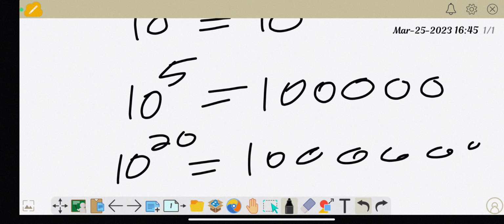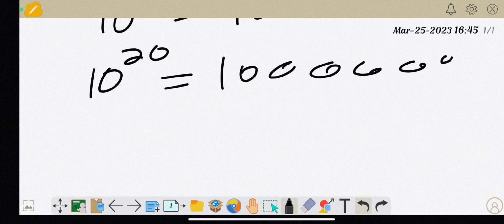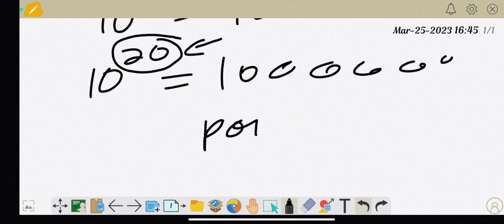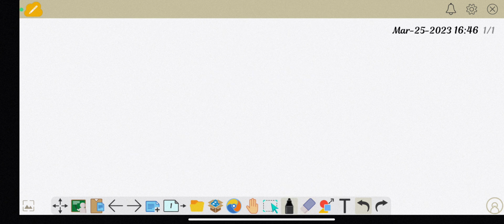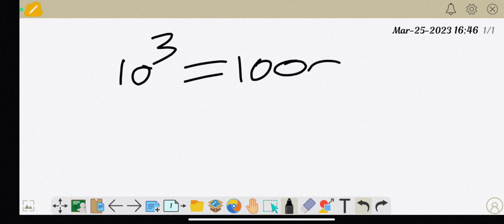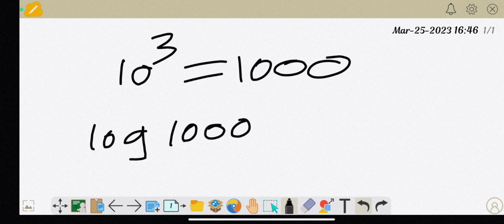there are many zeros. So is there any kind of function which, if I apply it, I can know the powers? There is such a function, and it is known as the logarithmic function. There are some properties of the logarithmic function. Imagine 10 to the power 3, it is 1000. If I apply log to 1000, the answer I get is 3.